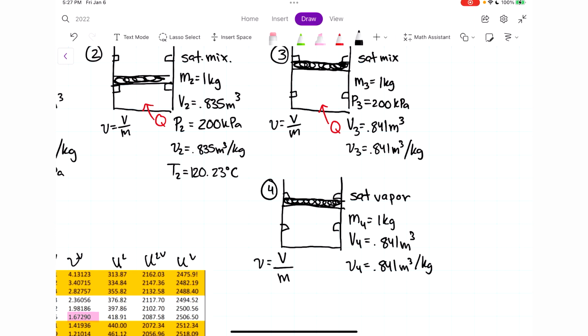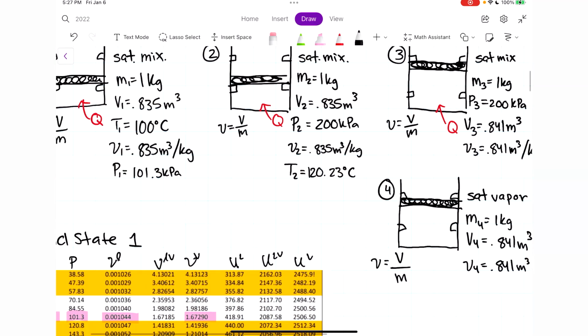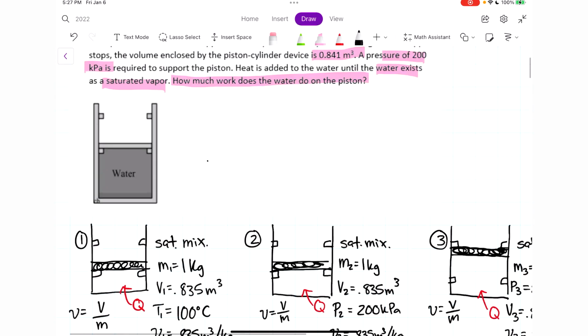Now, we can go ahead and find pressure and stuff because we know it's a saturated vapor. So let's see. Should we even do that? I'll spare you that. We'll figure that out maybe in our next video. But as of right now, let's go ahead and try finding work.